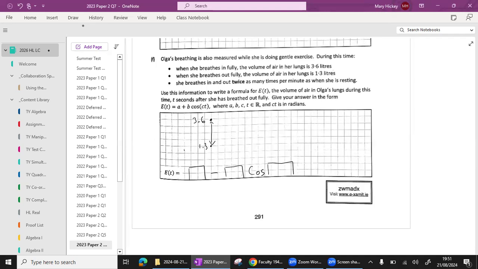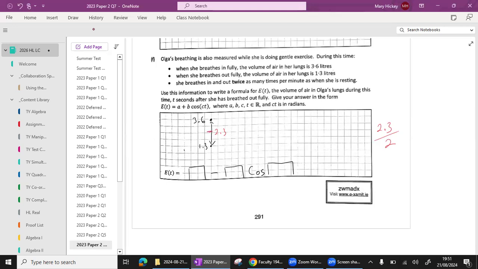So using my calculator, I'm just getting the difference. So I'm doing 3.6 minus 1.3. Now that gives me 2.3. So there's 2.3 liters difference between full lungs and after she's breathed out. Now, what I'm interested in, of course, is the midline and the amplitude. So what I'm going to do next is say, well, what is half of 2.3? Now, I'm interested in half because that will tell me the halfway point.